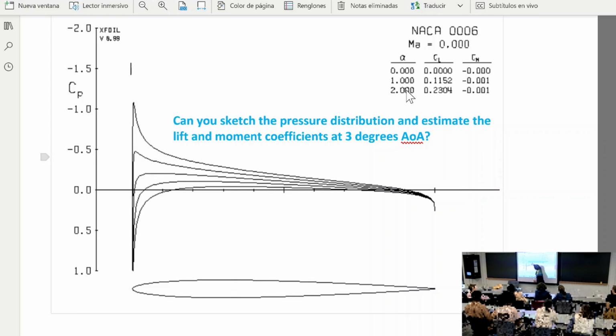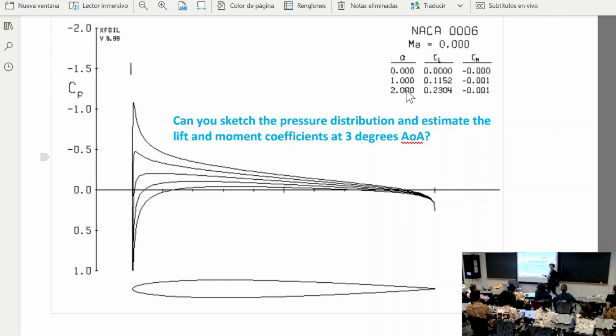Basically, the gap between the line you draw and the uppermost line should be the same as the gap between these two lines. And for the lower surface, the gap between your line and the lowest line should be the same as the gap between the two lowest lines. Okay, does that make sense?